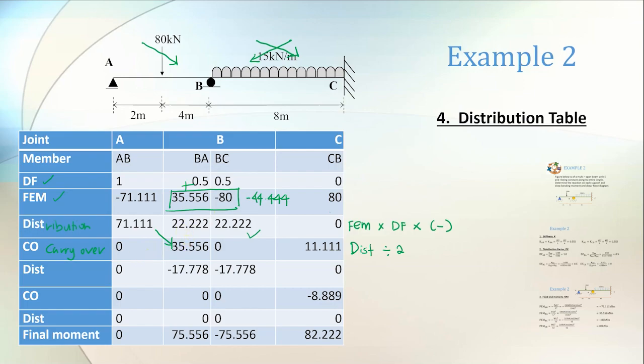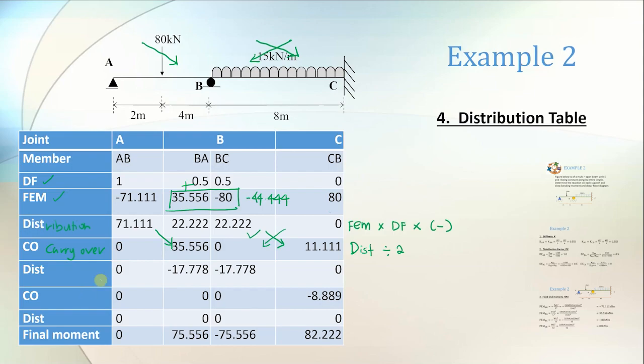So it becomes 0. BC, you boleh carry over to CB. Divide by 2, then you get 11.111. And for CB, you can carry over to BC, but since the value masih lagi kosong, so you just get 0 lah. Even 0 divided by 2 pun, it's still 0.